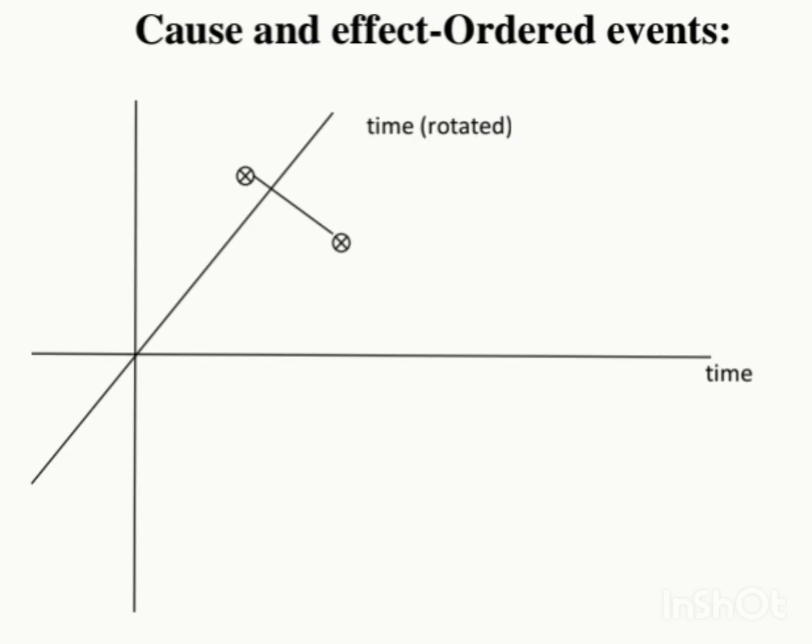Cause and effect, ordered events. The limiting velocity of space-time is a limit on rotation in space-time. Consider a sheet of paper with the time and space axis drawn upon it at 90 degrees to each other.